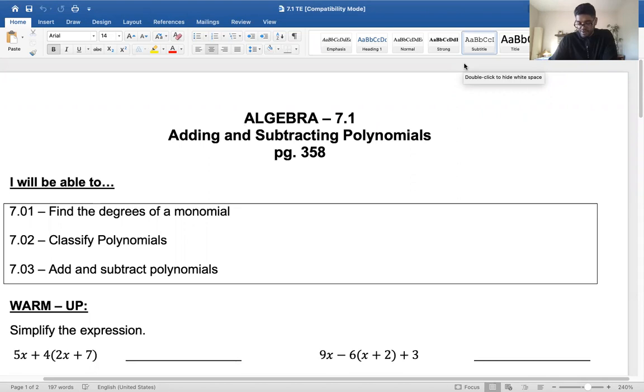And we're going to look at specific types of polynomials. We're also going to look at quadratics as well within this unit. So a couple of things that we're going to be doing in the next couple of weeks. So today we're going to talk about finding the degrees of a monomial, how to classify polynomials, and then how to add and subtract polynomials. So that's kind of the idea for today.